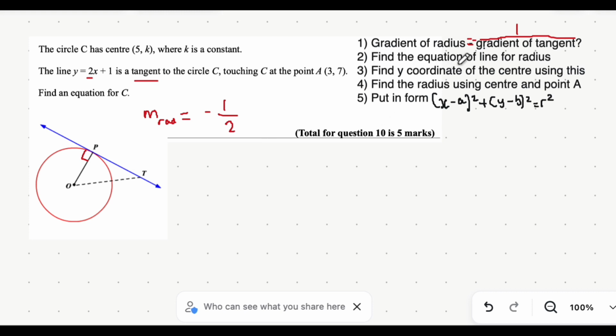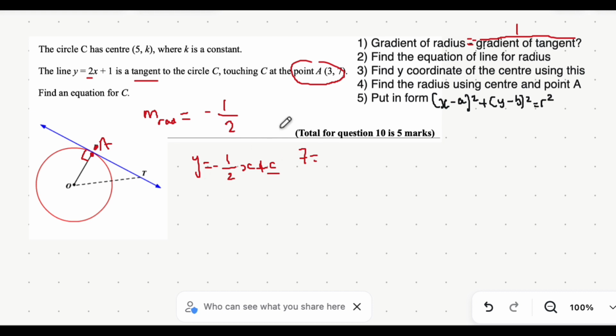Step number 2, we're going to find the equation of the line for the radius. So we already know that it's in the form y equals mx plus c because the radius would be a straight line. We don't know the value of c though. So how can we find c? Well, do we know a point that the radius crosses through? It actually crosses through this point A because a radius meets a tangent at that specific point. It's labeled P here, but the fact that we know the x and y coordinate, we can substitute that into this equation to find the value of c. So let's do that.